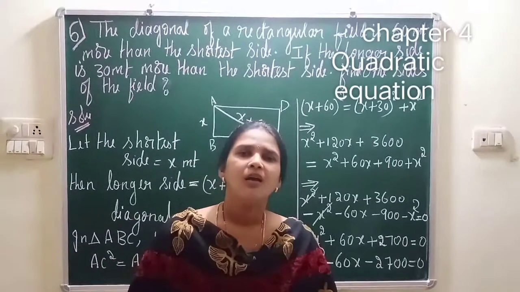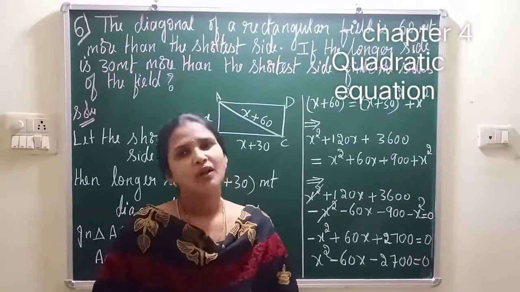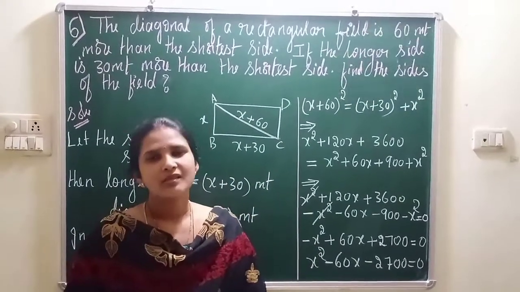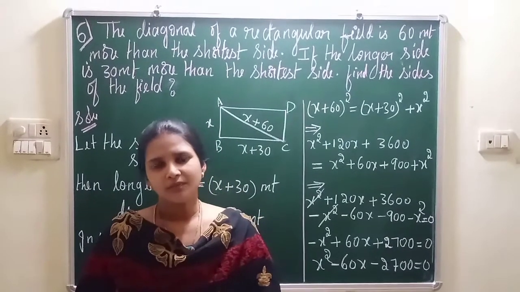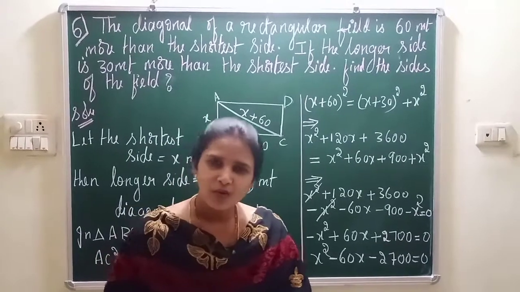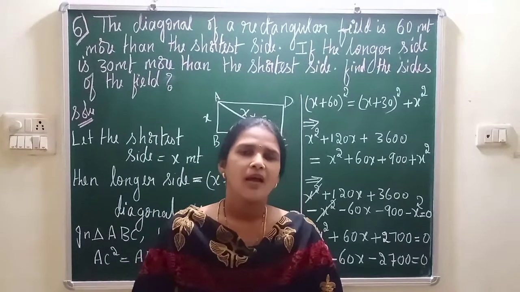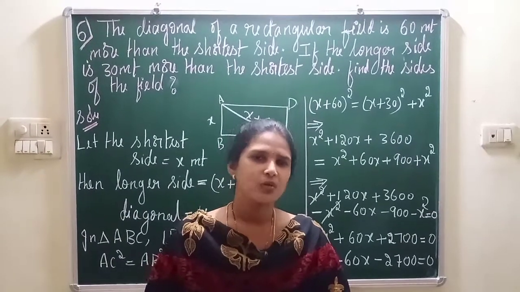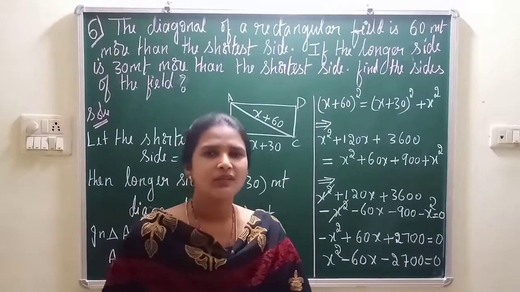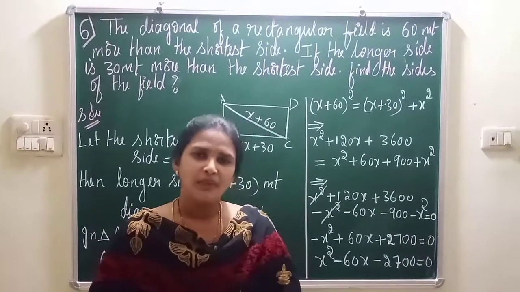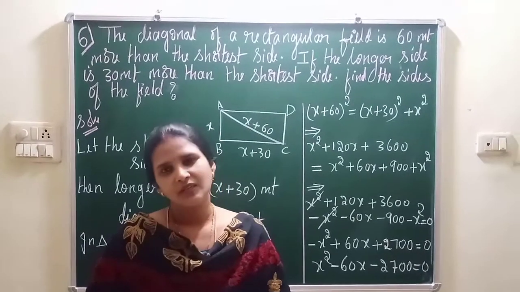Hey everyone, let me start today's class with a small recap of what we have learned till now. Just recall. We started the quadratic equation chapter and learned the standard form of a quadratic equation and the methods of solving it. There were three methods: the factorization method, the completing the square method, and the formula method.